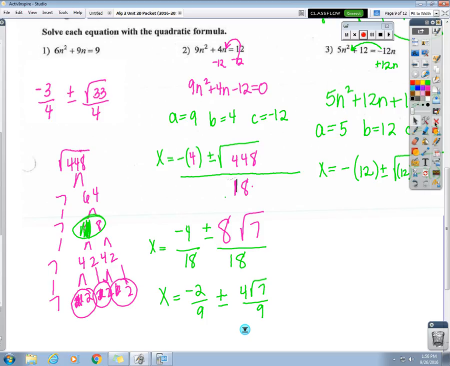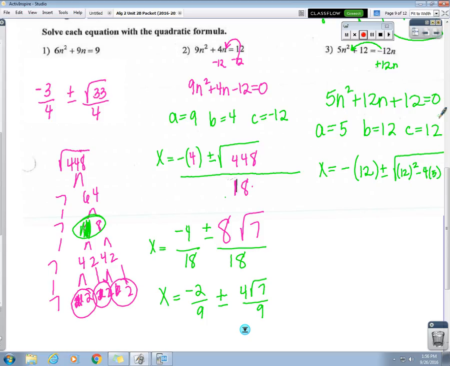Look what you did. I'm just going to have to write the plus or minus 12 right here, okay? I'm right out of room. All over 2 times 5.